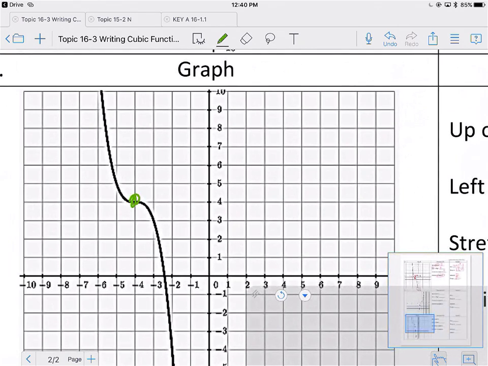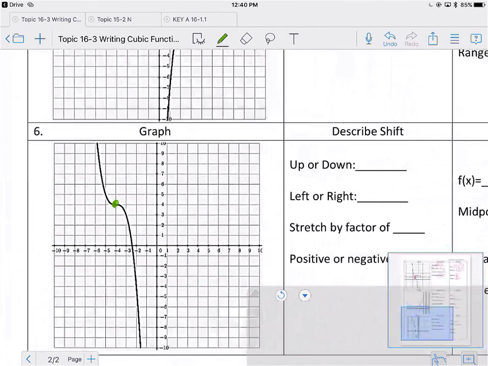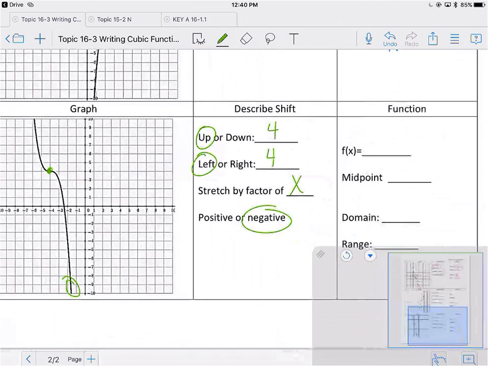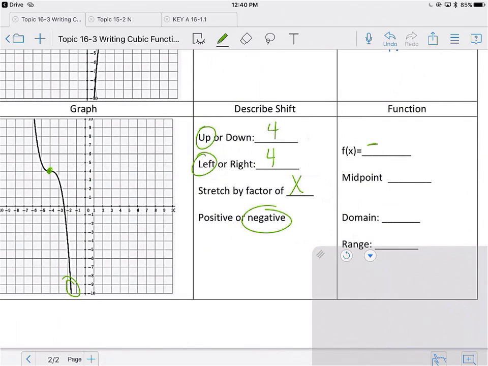Problem 6, my midpoint is up here at negative 4, 4. So left 4, up 4. No stretch or shrink. It ends negative, so it is a negative graph. So I need a negative in front.